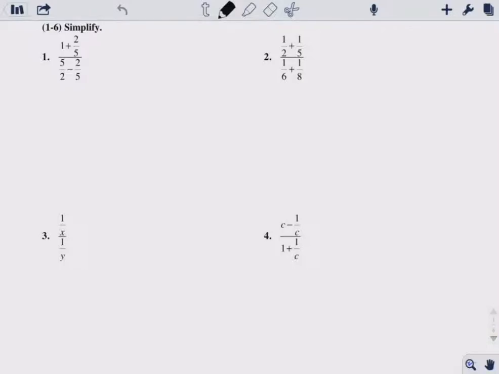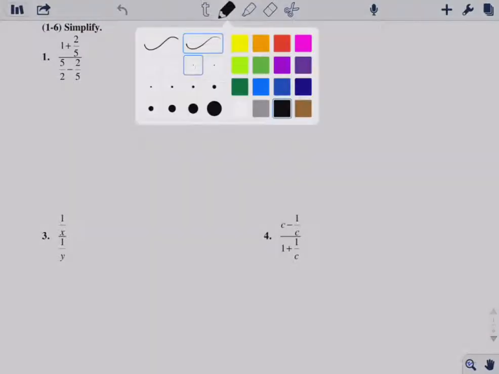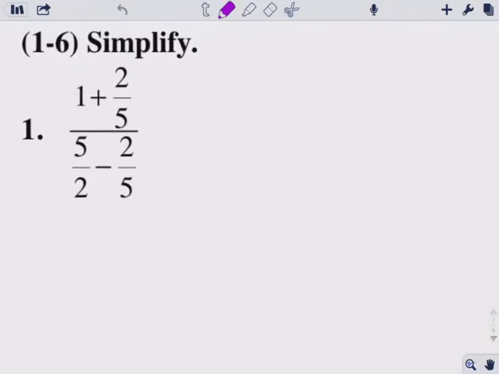And this is the review packet, page 1 for Algebra 2 fourth period for Unit 8. So these are the solutions for that unit. Alright, so we've got complex fractions.